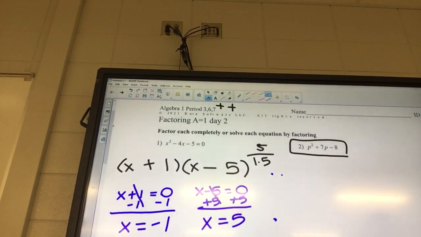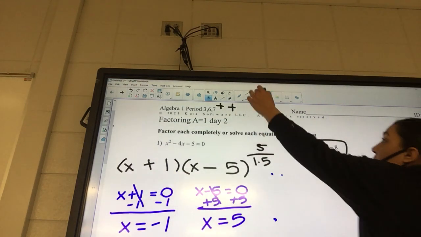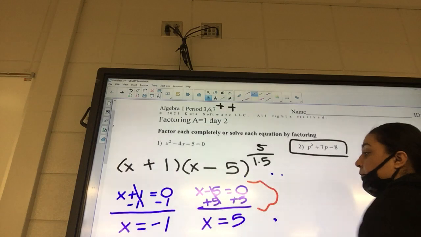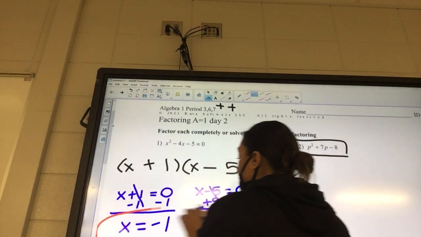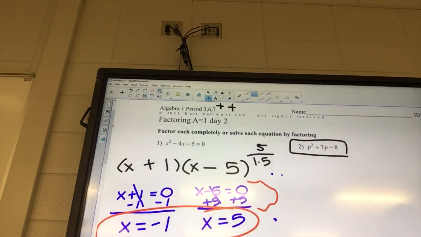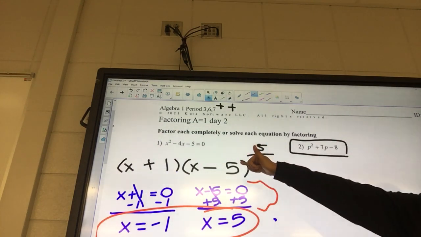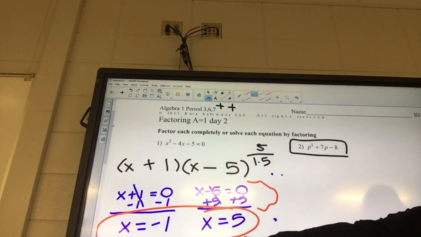Positive 5. Okay, so you could skip this entire step. If you know that it's opposite, you can skip the entire step. And this part is your answer. x equals -1 and 5. Is this the actual answer, or is that still the answer? So before, this was our answer, but we need to go a step further and actually solve for the x value.